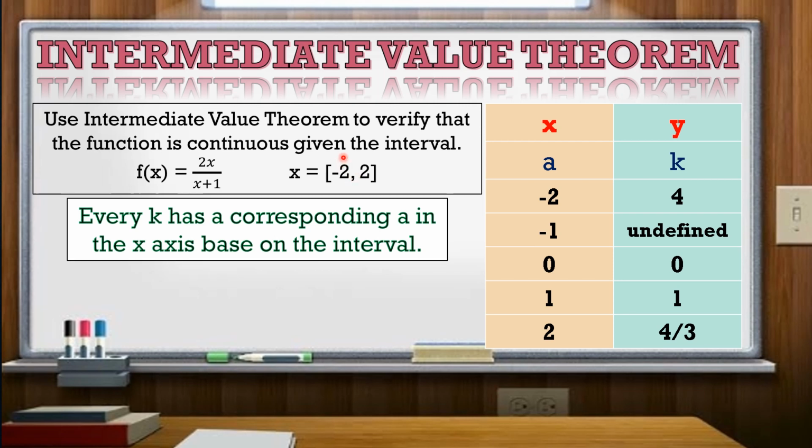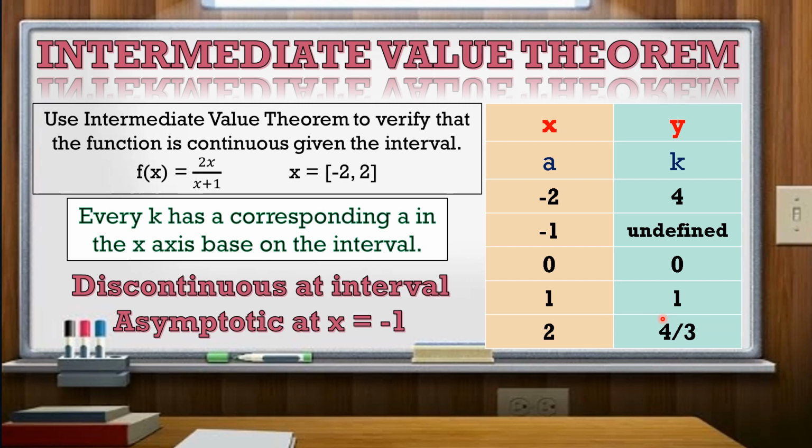Then, substitute natin. If x is -2, we get 4. If x is -1, we will get undefined. Kasi nga, yung denominator natin becomes 0. If x is equal to 0, then your y is 0. If x is 1, then your y is 1. If x is 2, then your y is 4/3. Thus, hindi po siya continuous, okay, at interval. Kasi nga, meron tayong presence of undefined here. Pag undefined yung y natin, we have the presence of or existence of asymptote. Okay? Asymptotic siya at x is equal to -1.